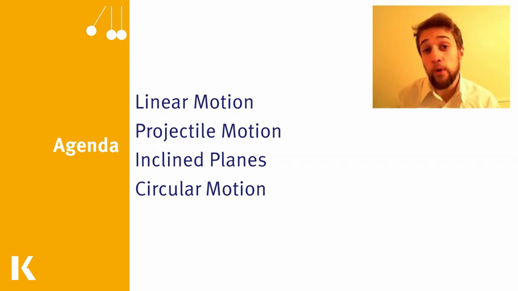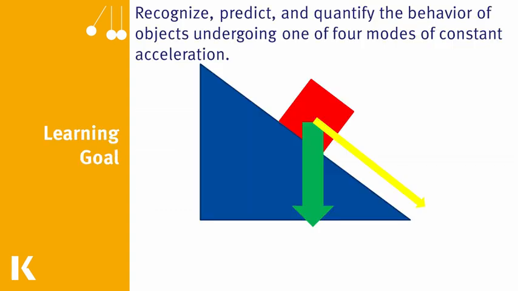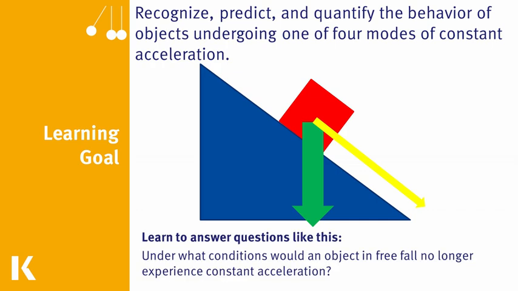Another important note before we carry on here is that air resistance and friction are considered negligible on the MCAT unless you are explicitly told otherwise. Our goal through this review is to be able to recognize and calculate values for the behavior of objects as they undergo constant acceleration in one of the aforementioned ways.